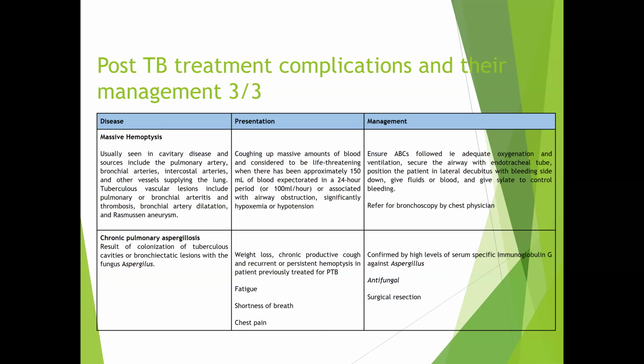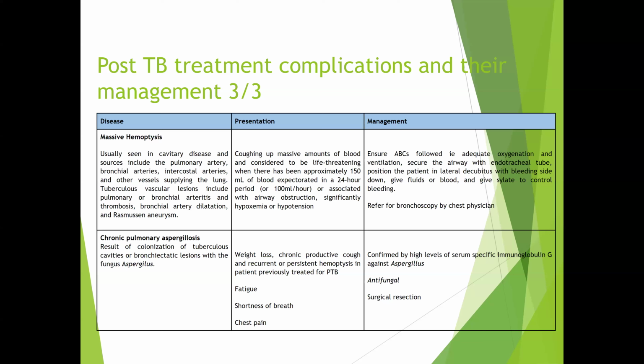The other complication is chronic pulmonary aspergillosis. This is a result of colonization of the tuberculosis cavities or bronchiectatic lesions with the fungus Aspergillus fumigatus. In the clinical presentation there is always weight loss, chronic productive cough, and recurrent or persistent hemoptysis in patients who were previously treated for TB. And always they have very large cavities, which means the drugs were not penetrating, and the cavity was colonized by the fungal infection.